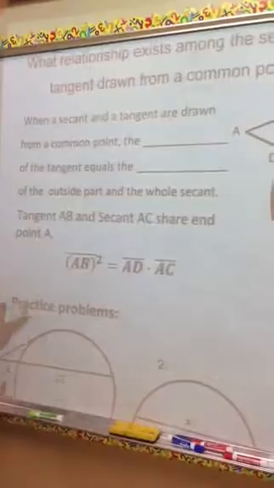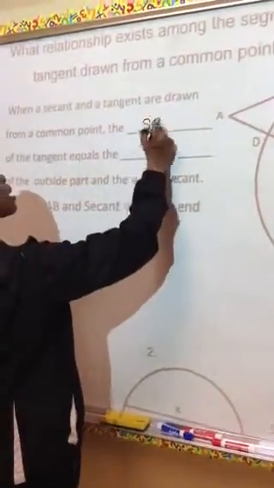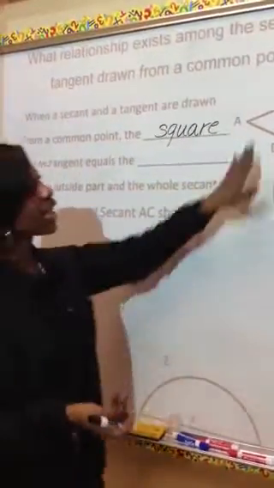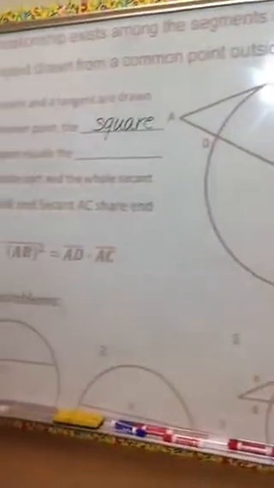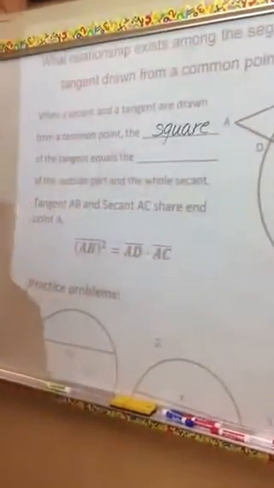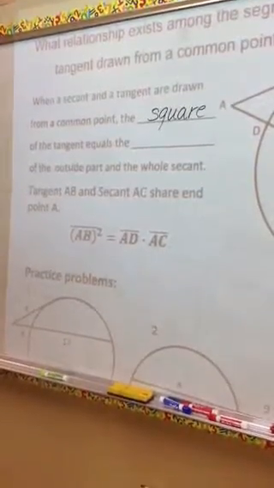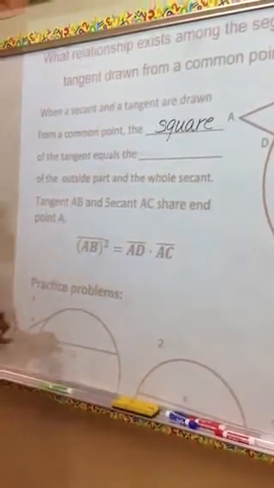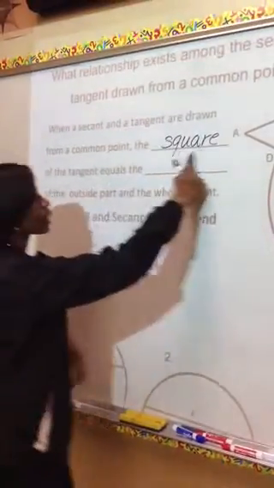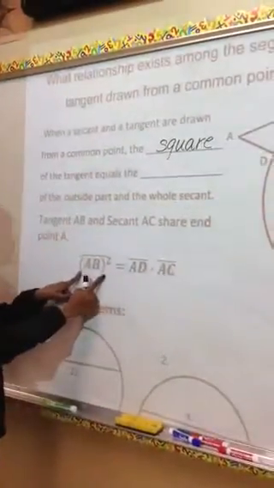When a secant and a tangent are drawn from a common point, as we can see, the square of the tangent. You know, with the tangent, we also need to have a product, a multiplication problem. But with the tangent, we will only have one measure. If we only have one measure, how can we form any multiplication problem with it? We can multiply that number times itself. And when we multiply a number times itself, we are squaring the number. Okay, so the square of the tangent is segment AB. So right here, you can see segment AB is squared.